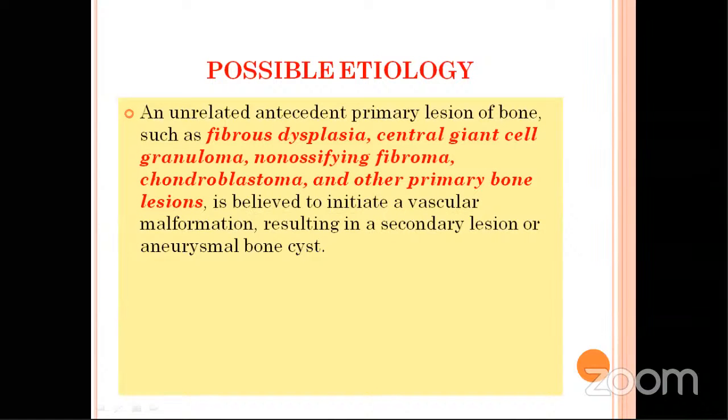So the aneurysmal bone cyst, the traumatic bone cyst, or the cyst which doesn't have any epithelial lining, and the possible etiology will be fibrous dysplasia. That patient may be diagnosed earlier with fibrous dysplasia or central giant cell granuloma, and then later on we have this aneurysmal bone cyst like lesion.